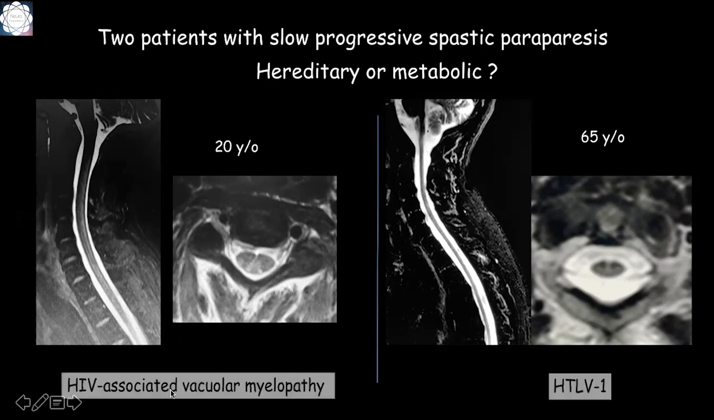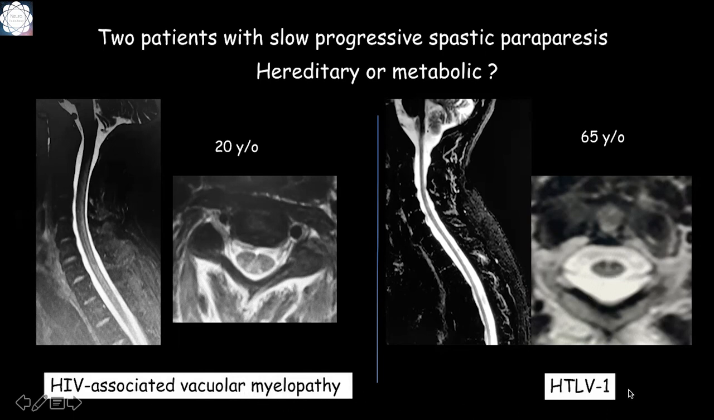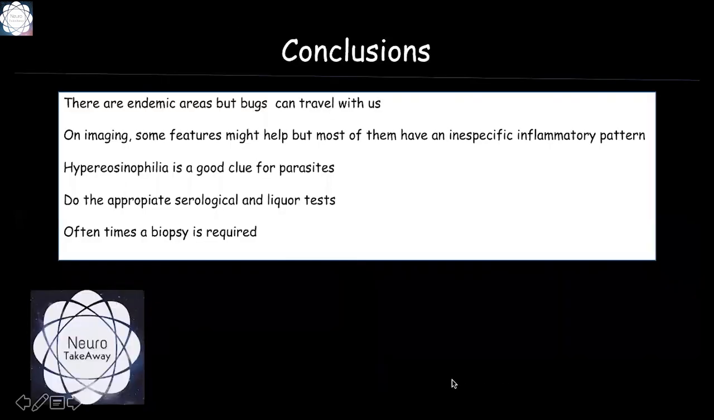This was a case of HIV-associated vacuolar myelopathy, and this was a case of HTLV-1, which is a virus that causes the so-called tropical spastic paraparesis, which is very frequent in some areas of the Caribbean region. And with this, I would like to conclude.